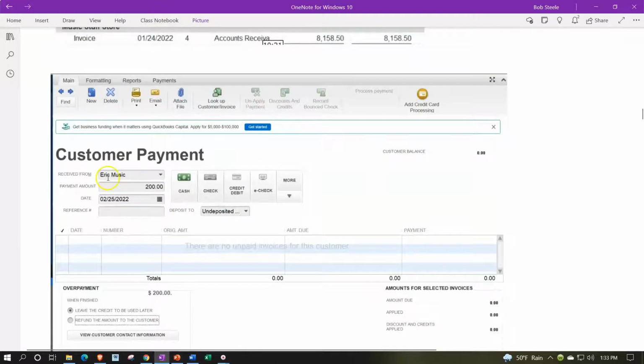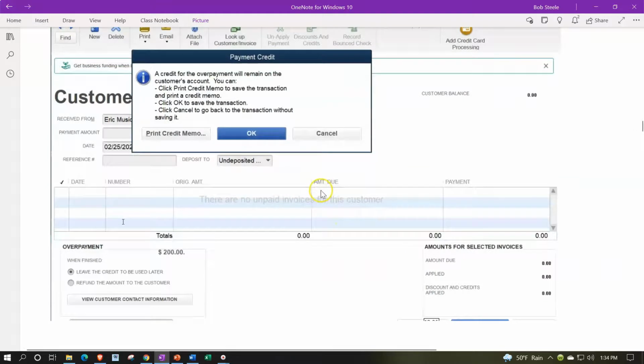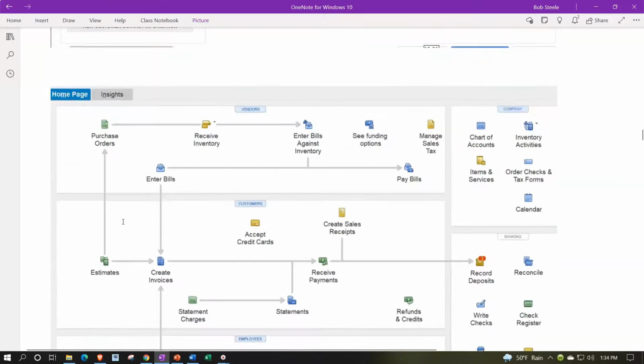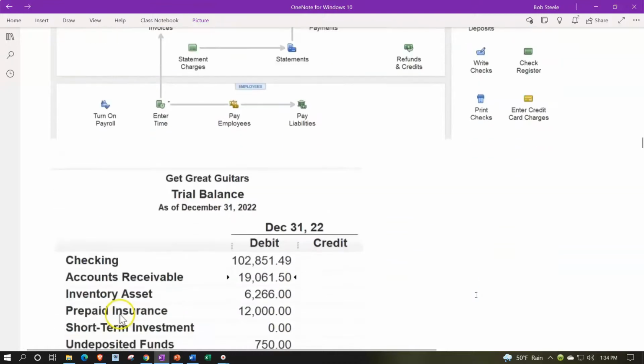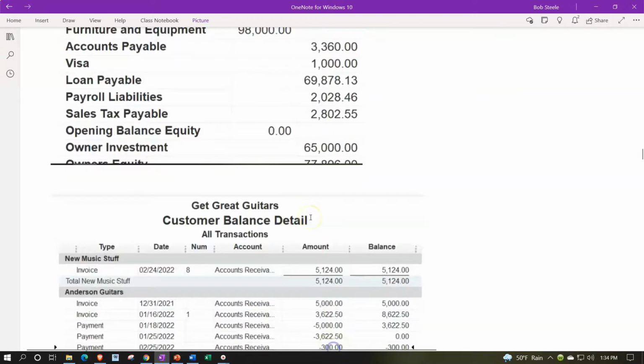Let's do it again. This is for Eric Music. Once again, we have a payment before we got an invoice. There's no invoice to tie it to, and it's going to say, hey, we're going to make a credit for this person because there's no invoice, and we're going to say, that's fine, that's what we want. So now we entered this, and we also have the deposits on the right-hand side that are in undeposited funds, represented by that number 3 over there. Accounts receivable went down, undeposited funds went up.